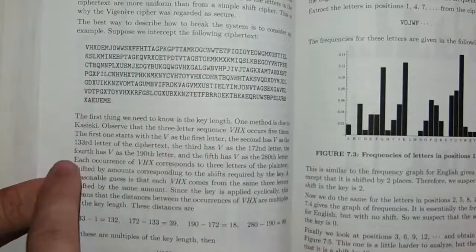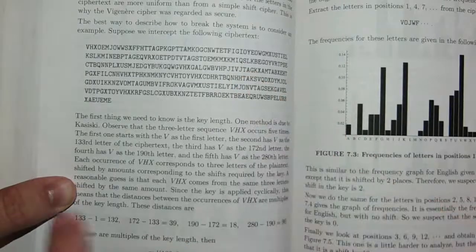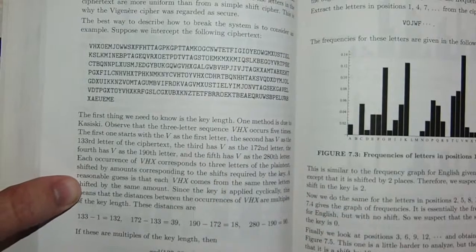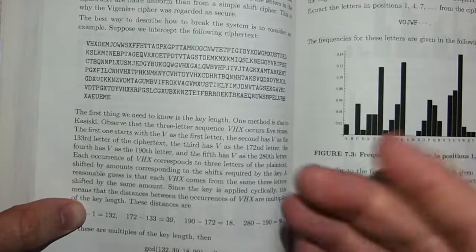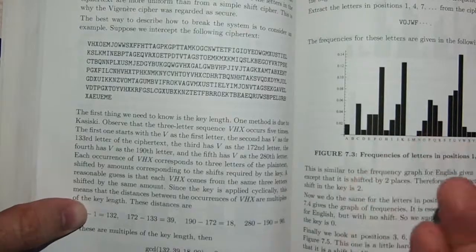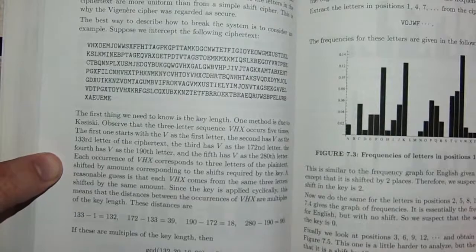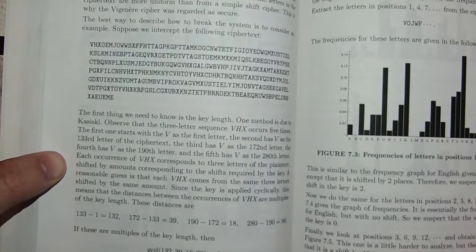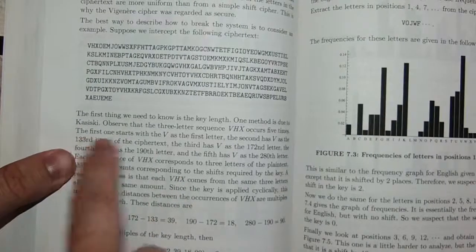The next one is in the 133rd letter. The next is in the 172nd letter. The next is in the 190th letter, and the last one is in the 280th letter. Again, VHX corresponds to 3 letters of the plain text, shifted by amounts corresponding to the shifts required by the key. We don't know what the key length is. If each VHX comes from the same 3 letters shifted by the same amount, the key is applied cyclically, so the distances between these occurrences have to be multiples of the key length, okay? And in particular, you're looking at the distance between successive occurrences of VHX.